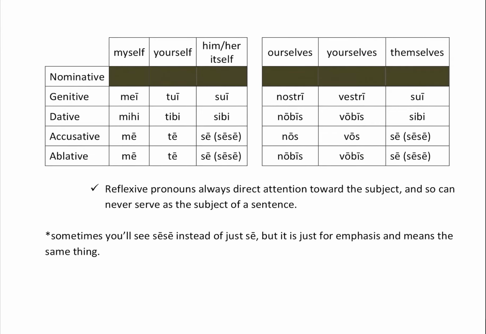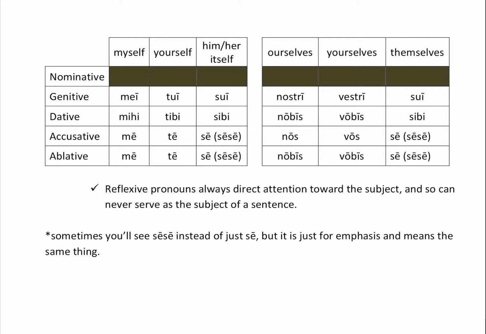Okay, turn to your chart box, page 49. I would like you to fill in this chart. And if you notice, it looks very similar to the personal pronoun chart. These: me, mei, mihi, me, tui, tibi, te. You should be able to write these in without even looking. The only thing that's different is third person pronouns.